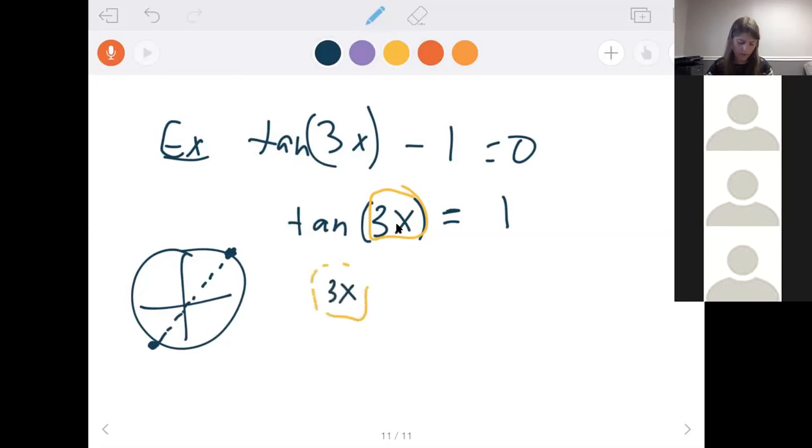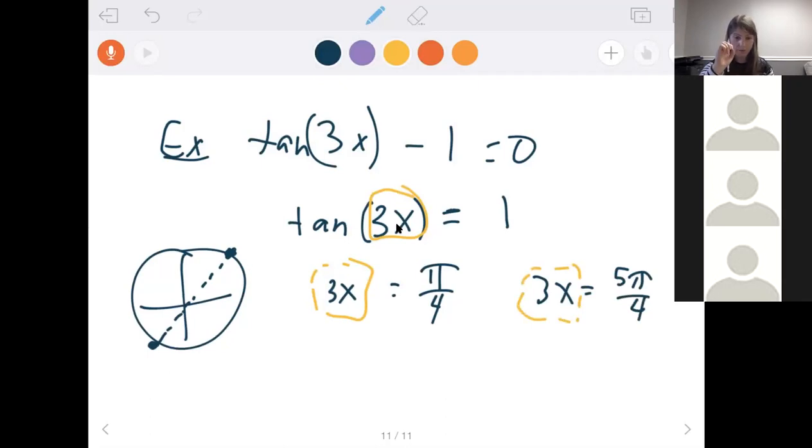Think about it as if this were just an x, we would have found two solutions. The angle would be pi over 4, but it's not just the angle. It's actually a 3x. So at this point, you're doing the same process, saying, what is the angle? What is the theta, as if theta is 3x? And then you can divide by 3, same thing as multiplying by 1/3, pi over 12, and then 5 pi over 12.